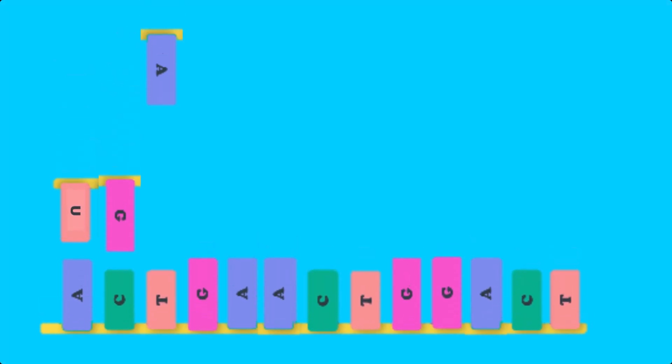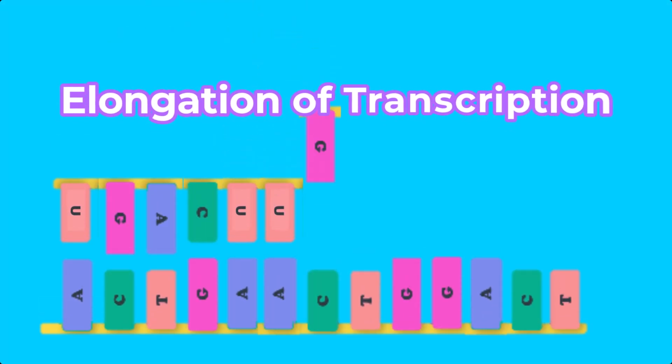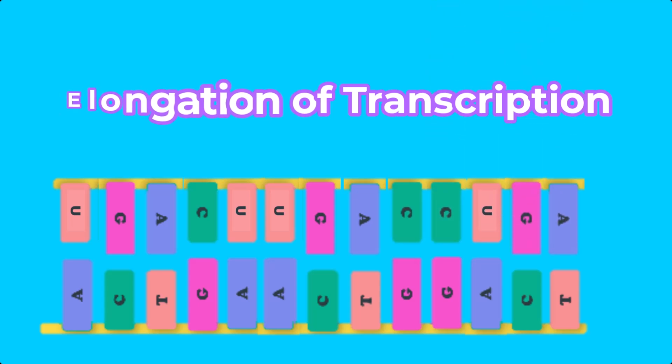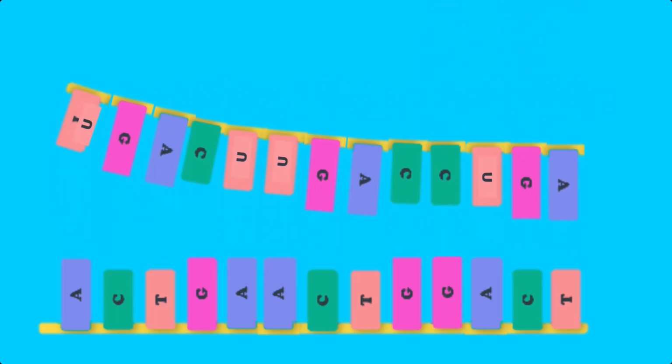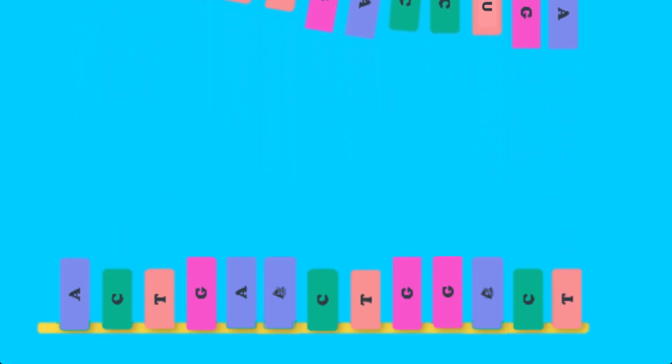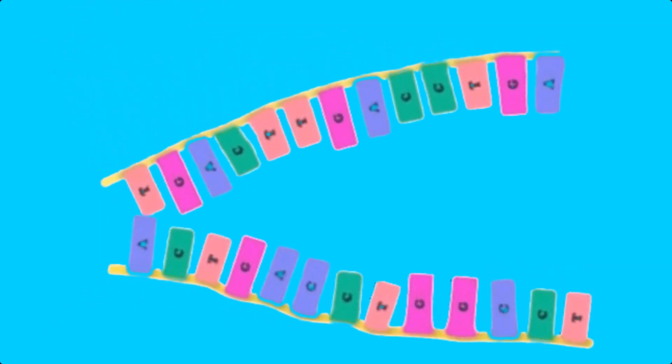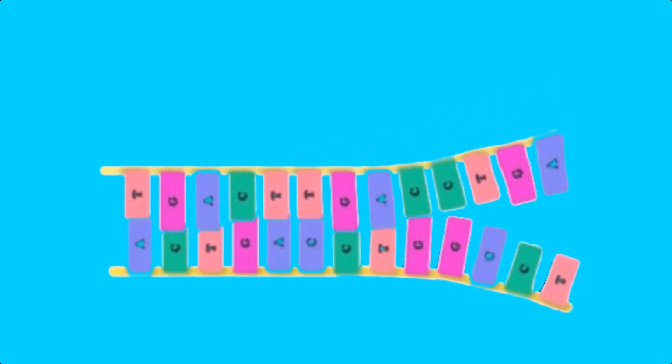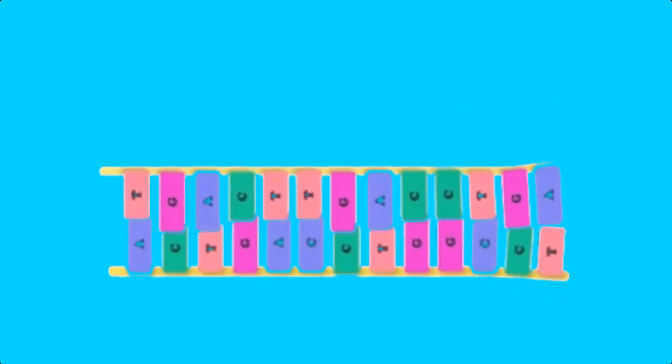During the second phase of transcription, called elongation, the RNA grows longer. As RNA synthesis continues, the RNA strand peels away from its DNA template, allowing the two separated DNA strands to come back together in the region already transcribed.